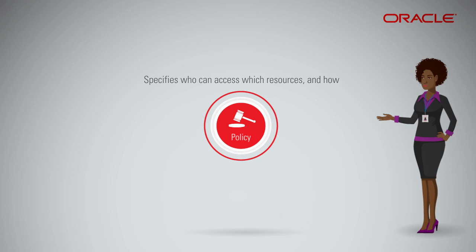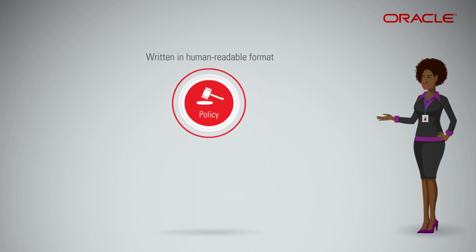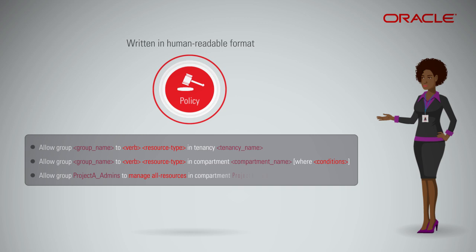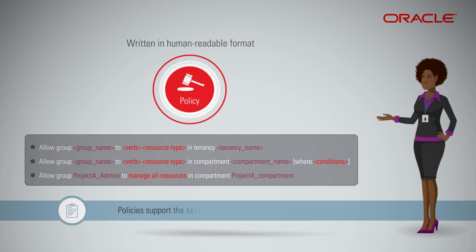Policies are one or more statements written in human-readable format. Allow group group_name to verb resource-type in tenancy tenancy_name. Allow group group_name to verb resource-type in compartment compartment_name where conditions. Allow group ProjectA_admins to manage all-resources in compartment ProjectA_compartment. Policies support the security principle of least privilege. By default, users are not allowed to perform any actions.